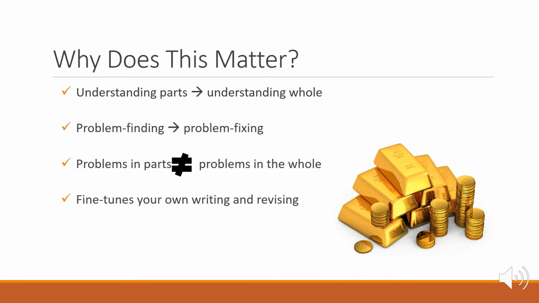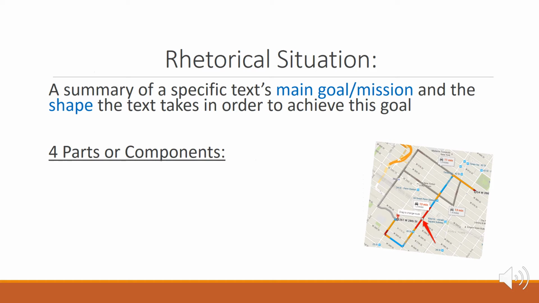So let's get into the meat of it. The rhetorical situation is just a fancy term for a text's mission or main goal, and the shape it takes in order to achieve that goal. So it's very similar to following a Google map to get someplace that you want to go. And there's 4 parts or components to the rhetorical situation that are pretty similar to Google Maps directions.